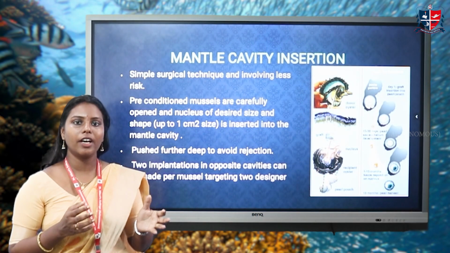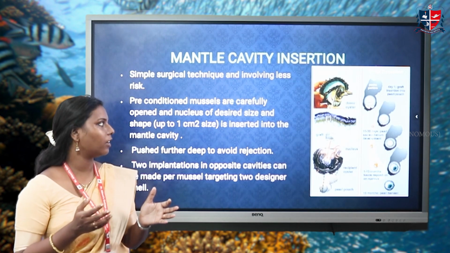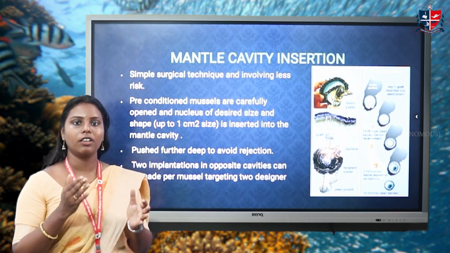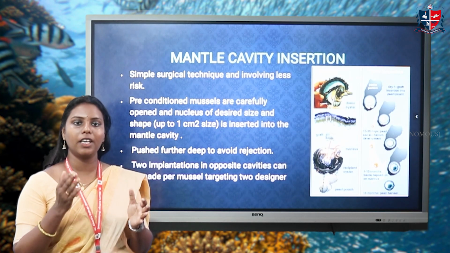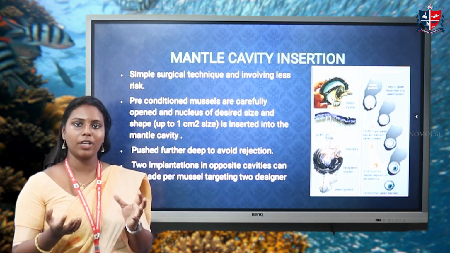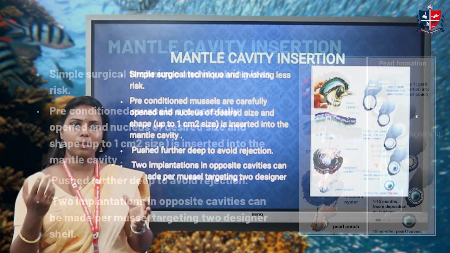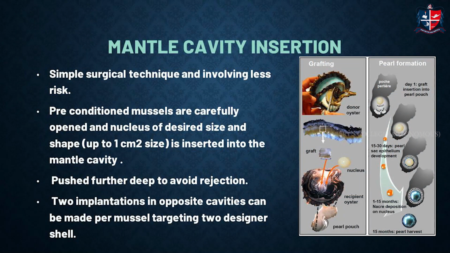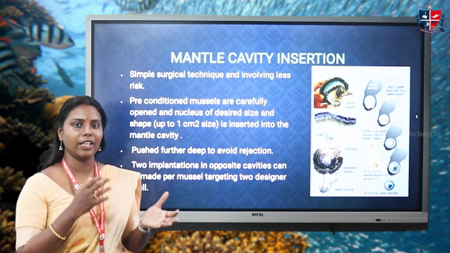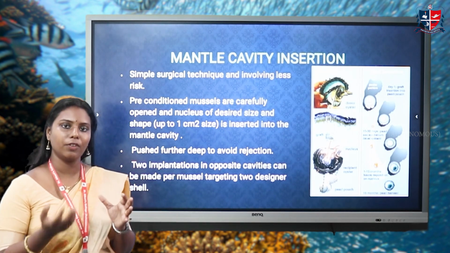Here we are using a grafting method, in which we take a donor mollusk and cut out the cells from the donor mollusk and insert them inside the mollusk from which we want to obtain the pearl. For this method we are using a surgical technique, and here the preconditioned mussels, which we have already conditioned, are taken for the surgery.